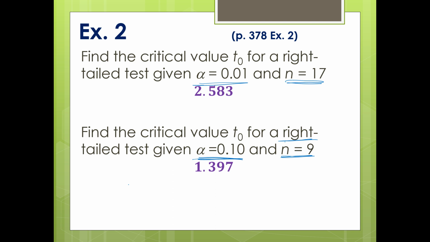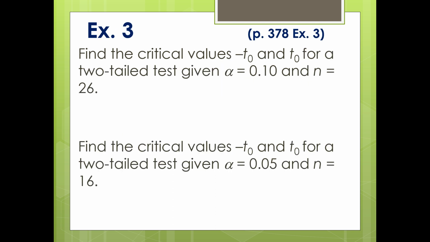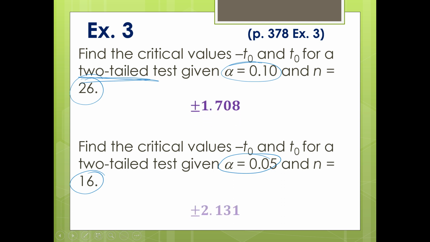I bet you can guess what's coming in next. It is your two-tailed test. So now we're doing two-tailed tests where we have alpha is 0.10, n is 26, another one where alpha is 0.05, n is 16. So try those. Remember, these you're definitely going to have plus minuses in them when they're two-tailed. Okay. So your answers are plus or minus 1.708 and plus or minus 2.131.